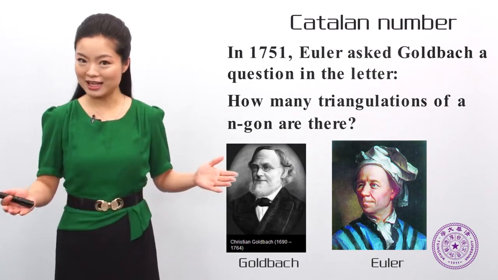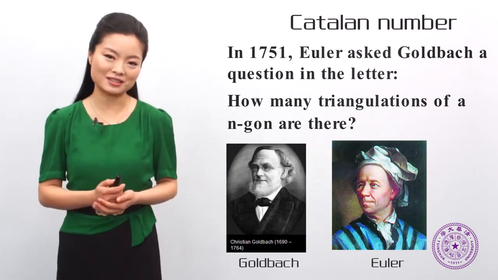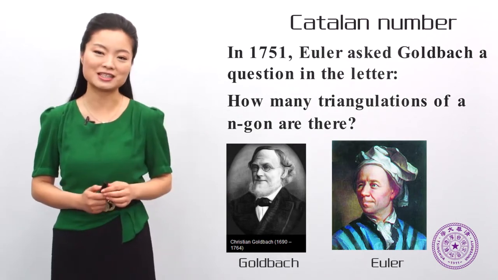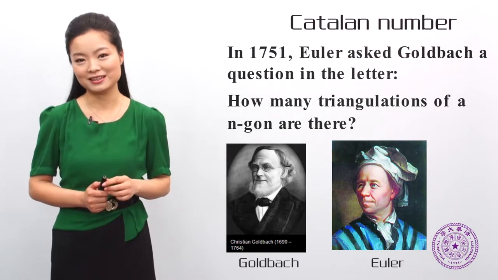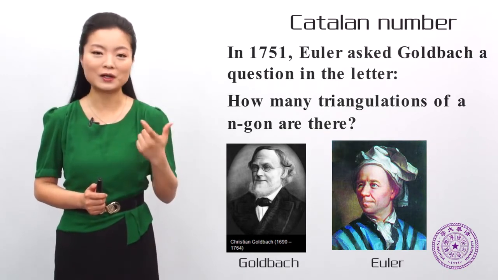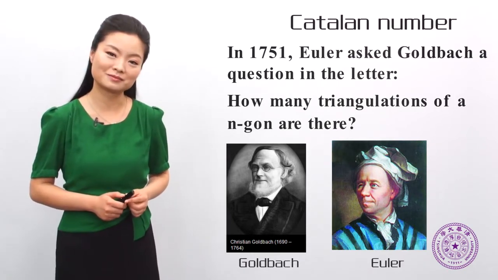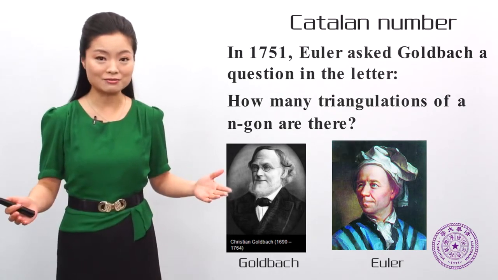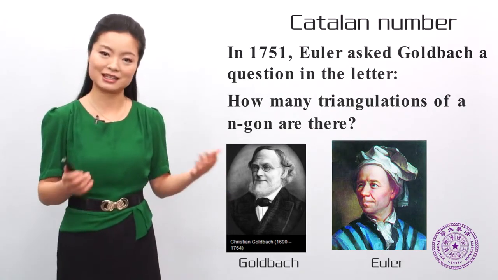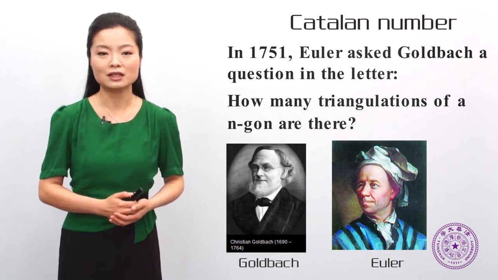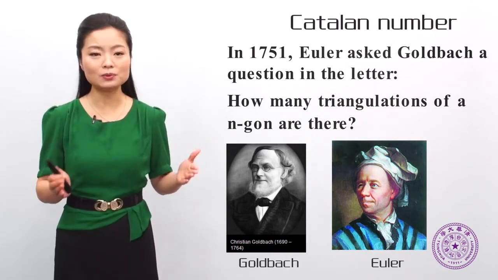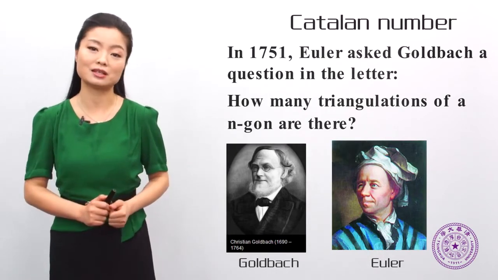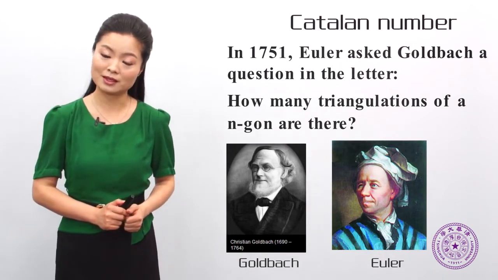You know, Euler usually corresponded with other mathematicians. Particularly well known is his correspondence with Goldbach over many years. The famous Goldbach conjecture, for example, was mentioned in these letters. Apart from the Goldbach conjecture, Euler also wrote to Goldbach, stating that he wanted to study how many ways there are of dividing an n-gon into distinct non-overlapping triangles.